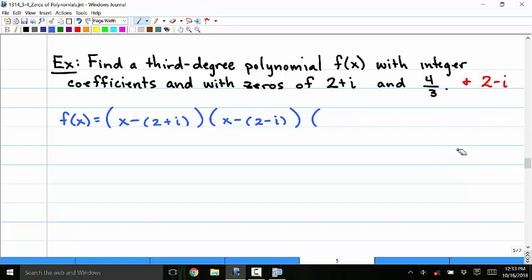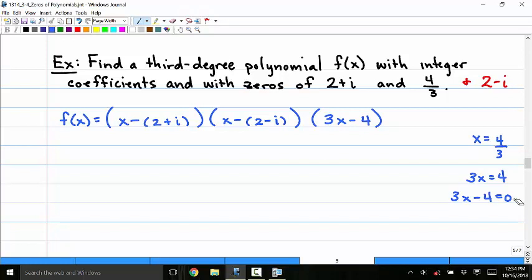I told you to set x equal to 4/3 and then multiply both sides by 3 and say 3x minus 4 equals 0. Again, instead of saying 3x minus 4, you can say x minus 4/3 if you want to. But I like doing 3x minus 4 because it keeps the fractions away. Okay, that is a third degree polynomial with those 3 zeros.